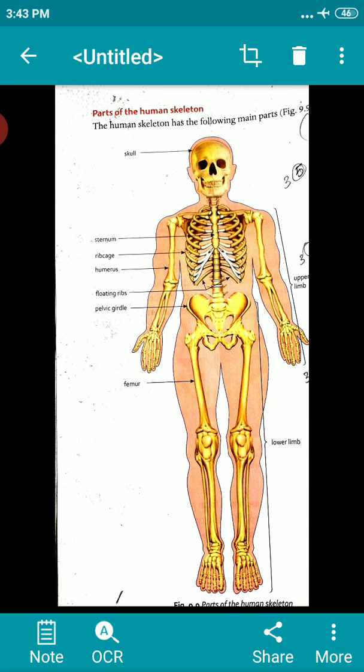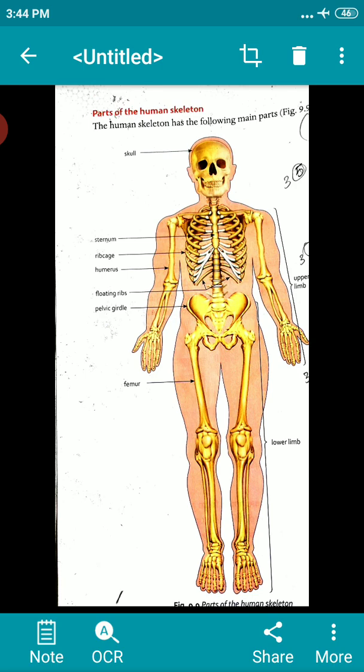An adult human skeleton consists of 206 bones. These bones form a framework called the skeleton. So what is meant by skeleton? The bones in our body form a framework to give a shape to our body. This framework is called the skeleton. So what is the use?